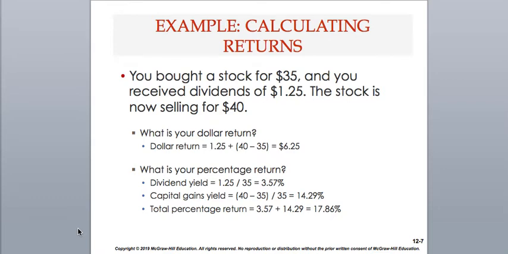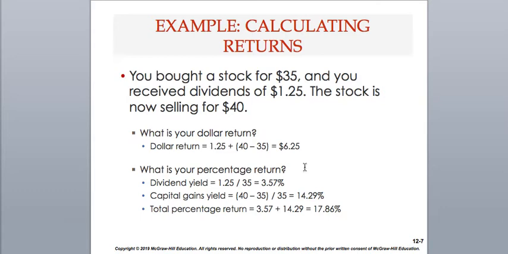So let's take a look at this example. You bought a stock for $35 and you received dividends of $1.25. The stock is now selling for $40. What is your dollar return? Well, you received a dividend of $1.25 plus your capital gain, which is the change in the price, 40 minus 35, which is equal to $6.25. What is your percentage return?